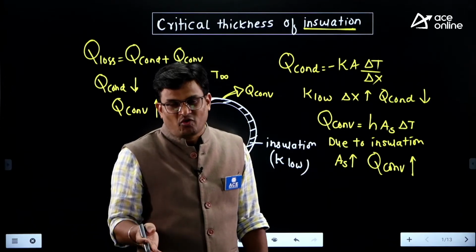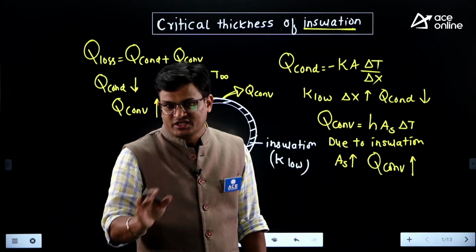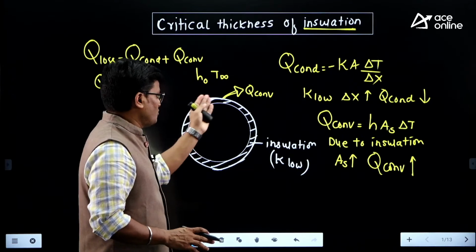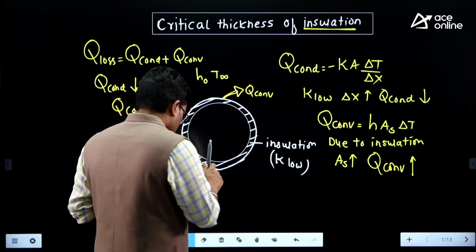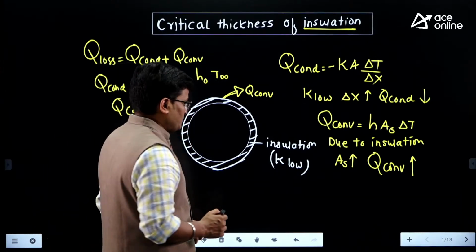So in case of a plain wall, it is not useful. In case of a cylinder or sphere with inside insulation, it is not useful. It is only useful in case of a cylinder and sphere when you are insulating from outside. Okay, so this is the thing you need to understand. Next point.